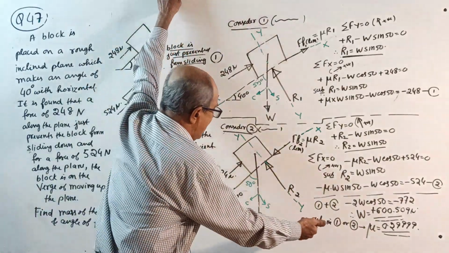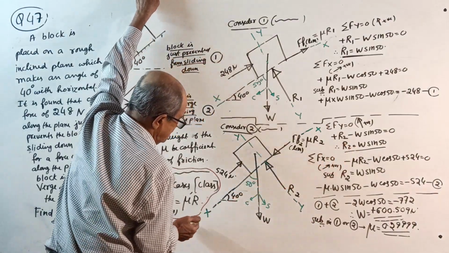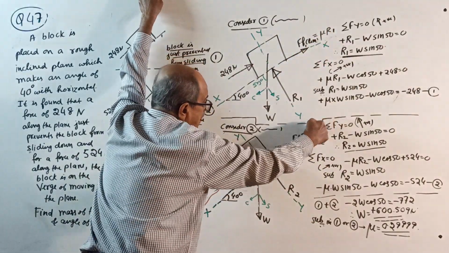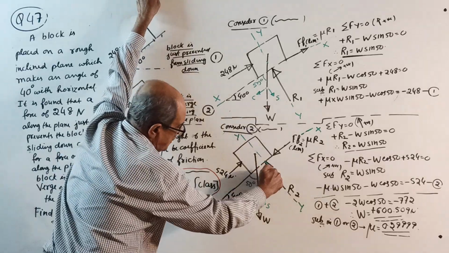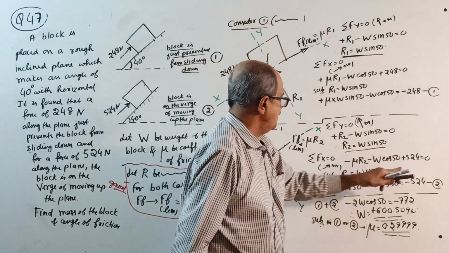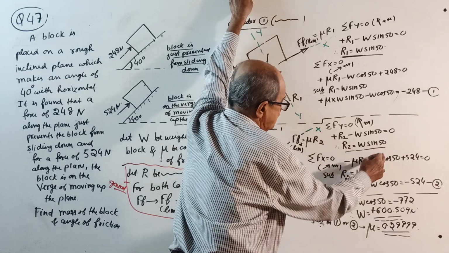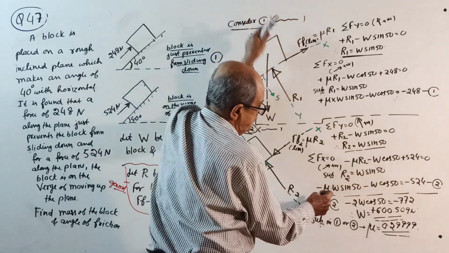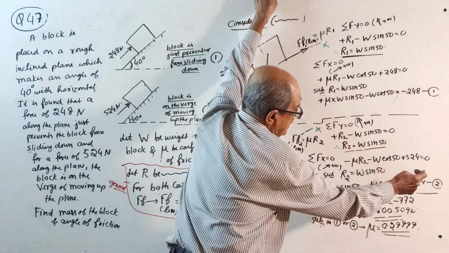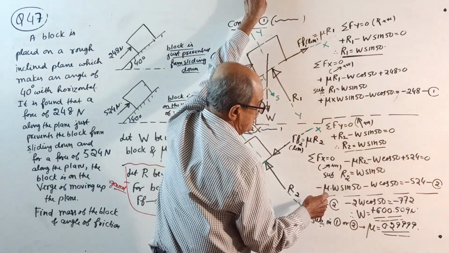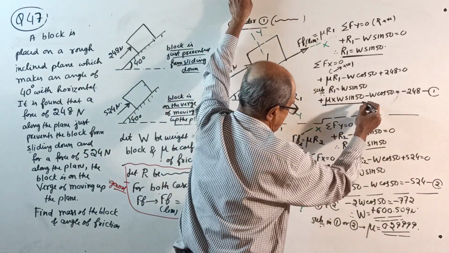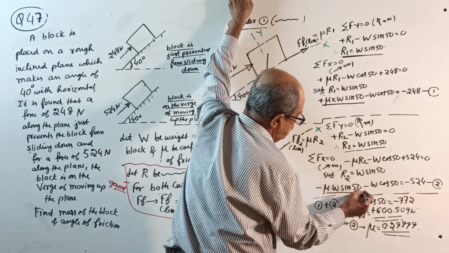Now, R2, I already told you, is W sin 50. Sigma Fx equals 0. See now, last time it was plus mu R1. Now, minus mu R2 minus W cos 50 plus 524 equals 0. Substitute R2 equal to W sin 50. You get minus mu into W sin 50 minus W cos 50 equals minus 524. Equation number 2. Now see, mu W sin 50 and minus mu W sin 50.